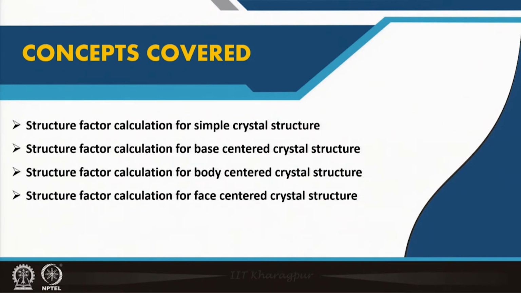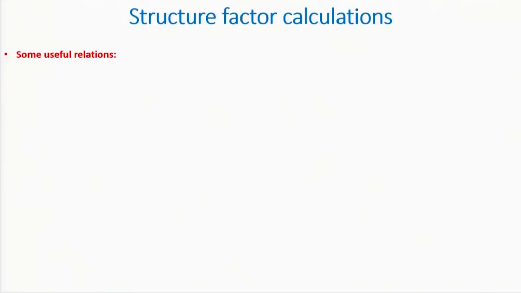We will start with a simple crystal structure. Then we will go for a base centered crystal structure, a body centered crystal structure and a face centered crystal structure, and we will try to show the differences and similarities of the structure factors of these various crystal structures. Before we begin, let me give you a quick recap and derive some useful relations about the structure factor. If you remember, we have derived the structure factor in this way.